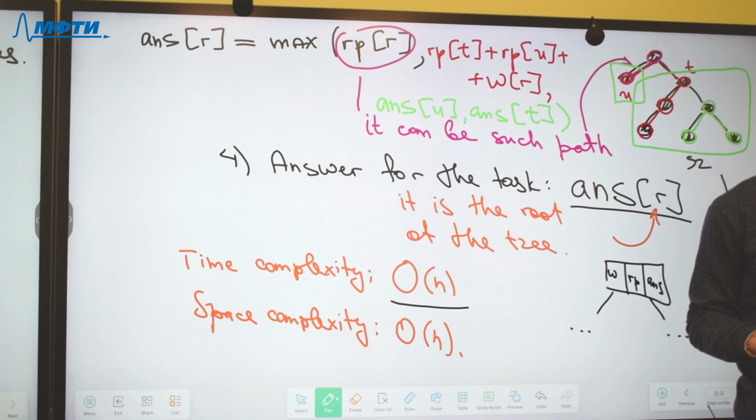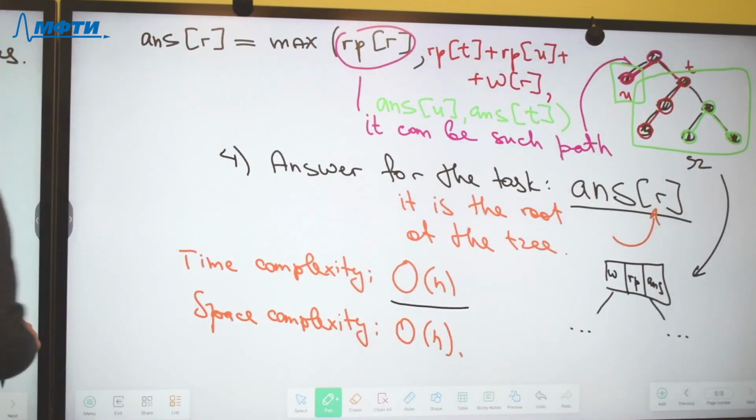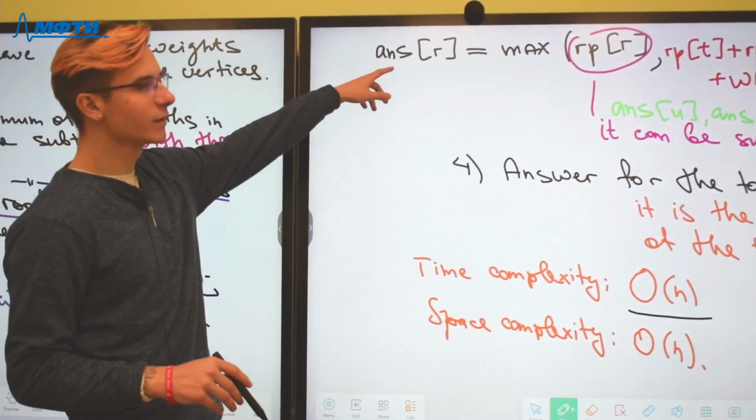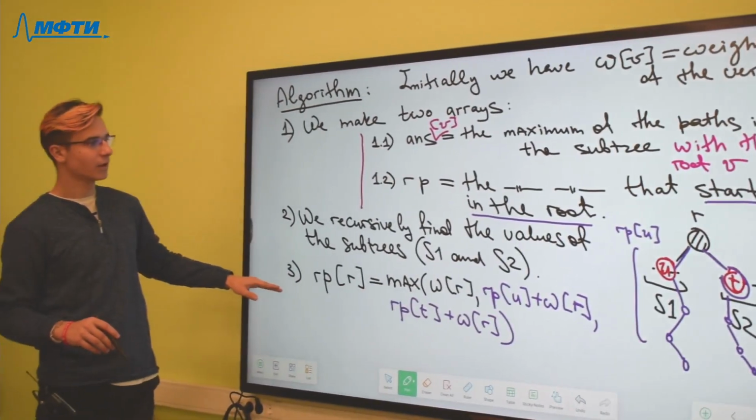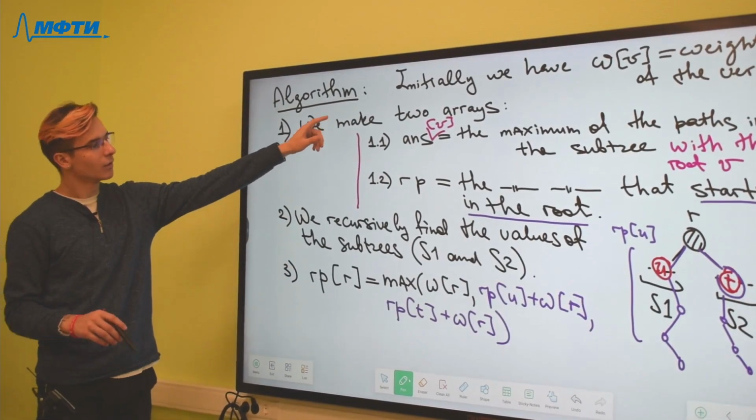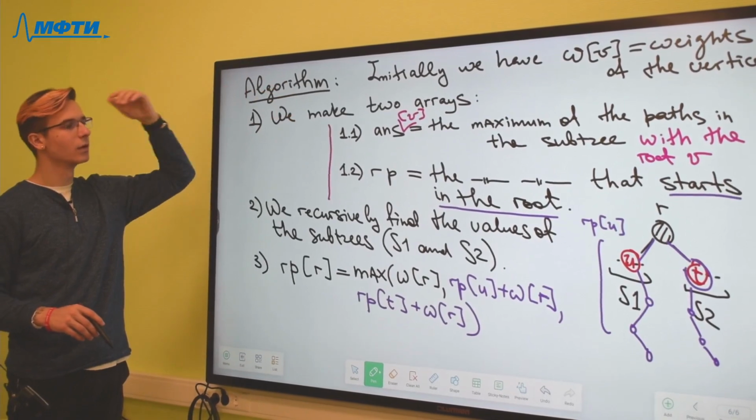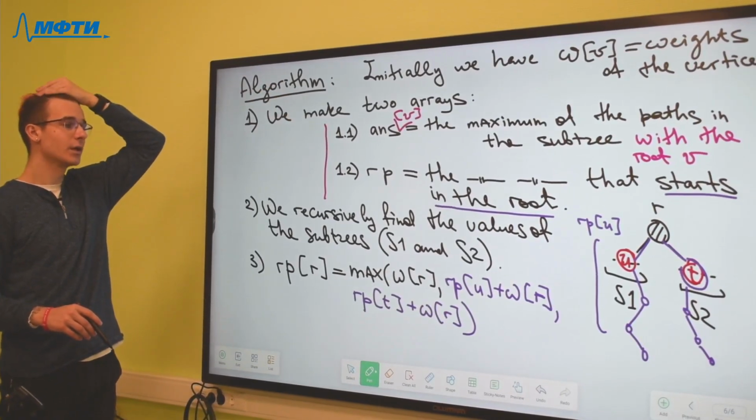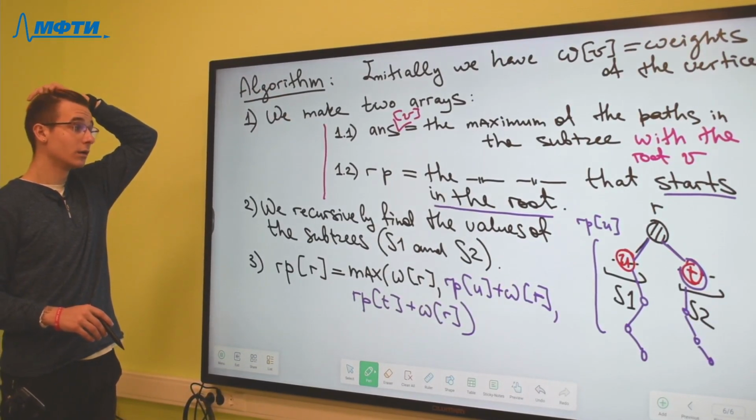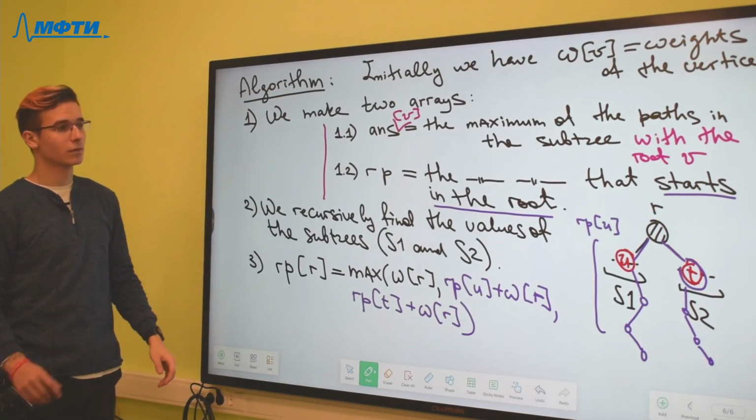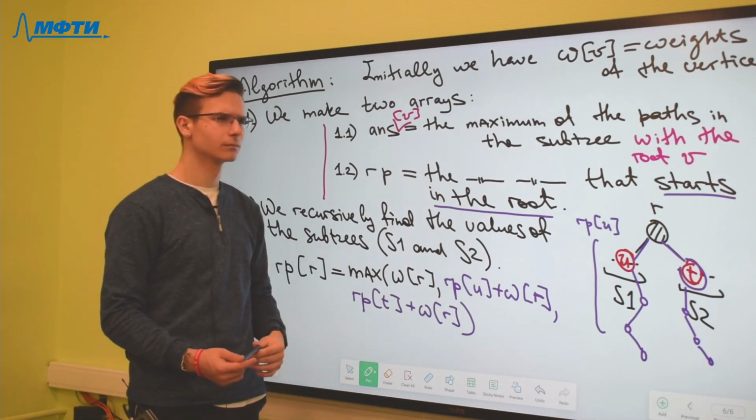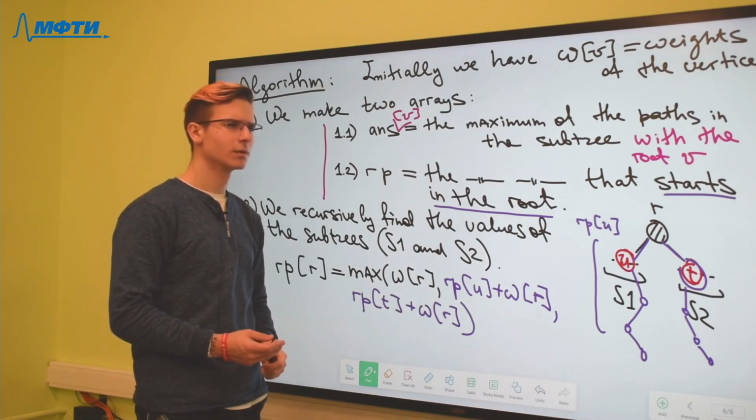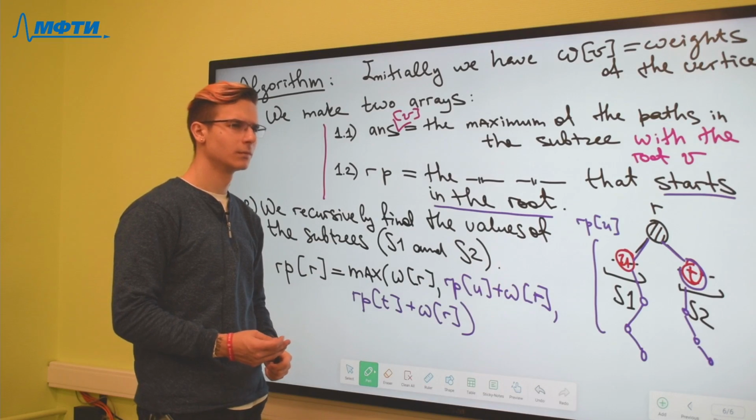Guys in the Zoom, do you understand how we compute these numbers recursively, ans and rp, and why these two numbers, these two arrays, connect with our task? Masoud, Stefan. Yes, it's okay.